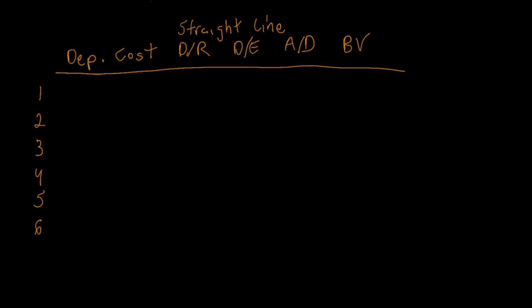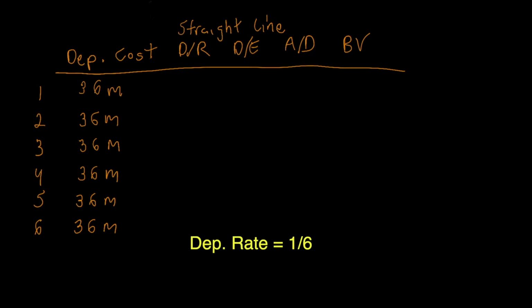And so throughout this plane's entire useful life, the depreciable cost will not change. Our depreciable cost will always be $36 million, as well as our depreciable rate. And so if we take 6, the number of years, and divide it into 1, that should give us a depreciable rate of 0.1667, or roughly about 16%. This basically means that the asset is going to be depreciated by around 16% per year.